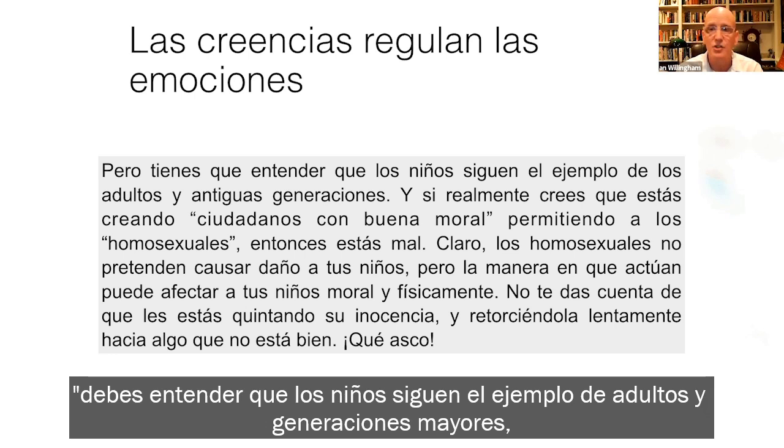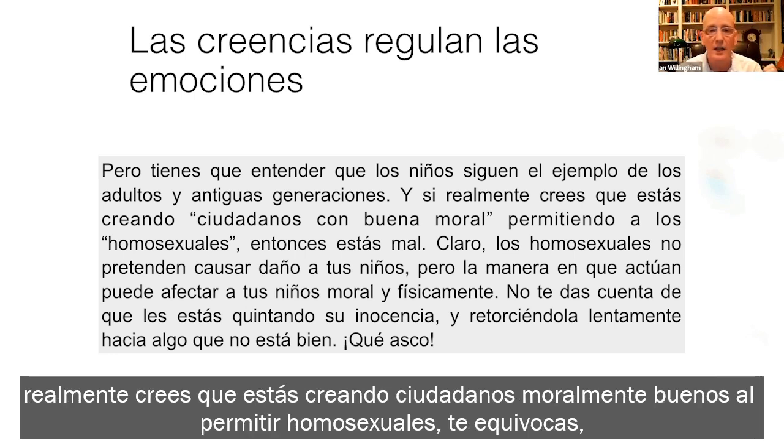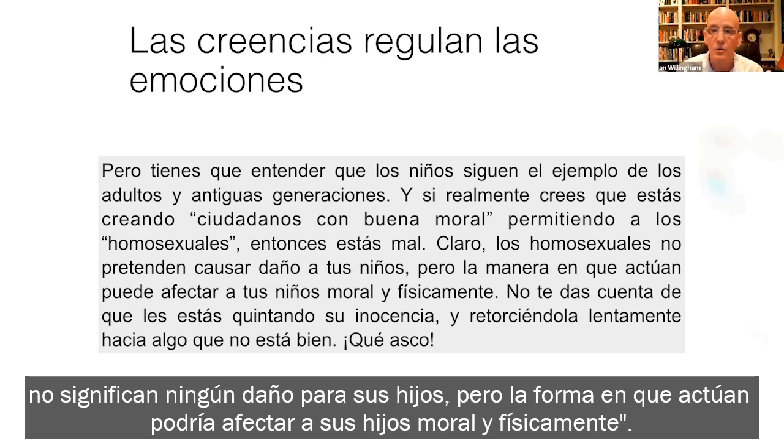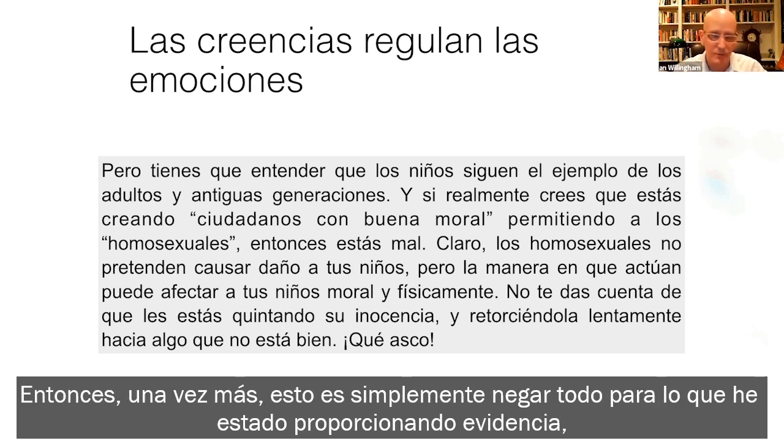You must understand children follow the example of adults and older generation. If you truly believe you're creating good moral citizens by permitting gays, you are wrong. They mean no harm to your children. The way they act could affect your children morally and physically. So again, all of this is just sort of denying what I've been providing evidence for.